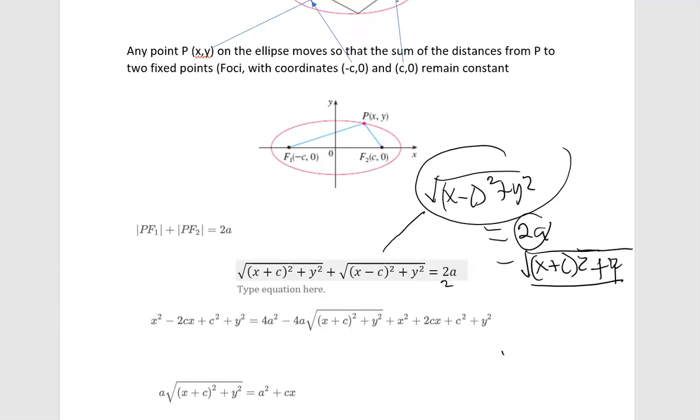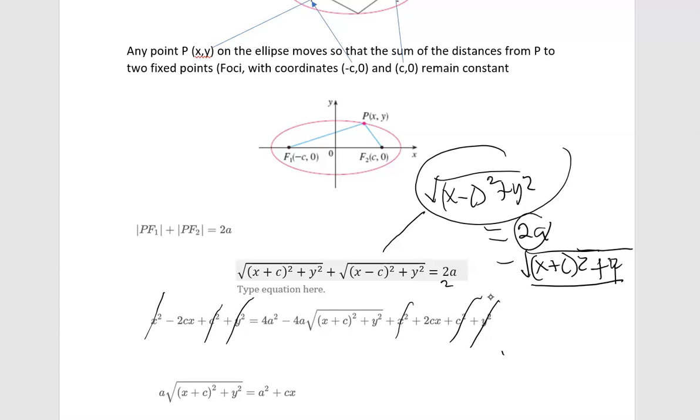You will see a lot of things get cancelled off. The x squared gets cancelled off, right? So you can say that the x squared actually gets cancelled off. And what else gets cancelled off? The y squared gets cancelled off. The c squared gets cancelled off. Okay.